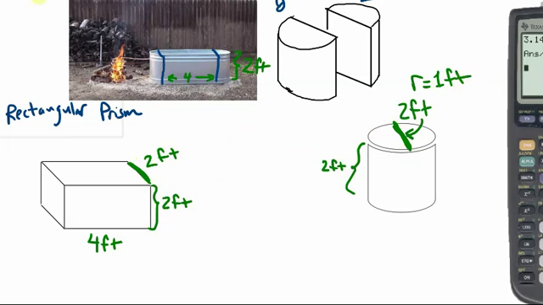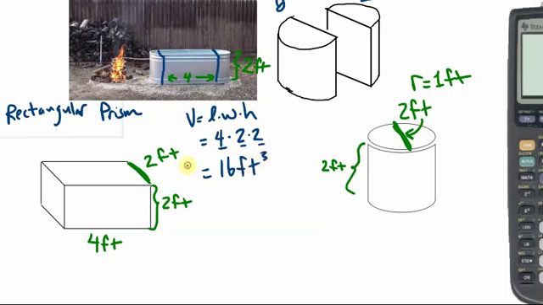Okay, back to blue. So we're going to figure out the volume of the rectangular prism as well as the volume of the cylinder. So the volume of the prism, length times width times height, 4 times 2 times 2, and 2 times 2 is 4, 4 times 4, 16, and these are feet, feet, feet. So foot times foot times foot gives us cubic feet, or feet cubed. Done.